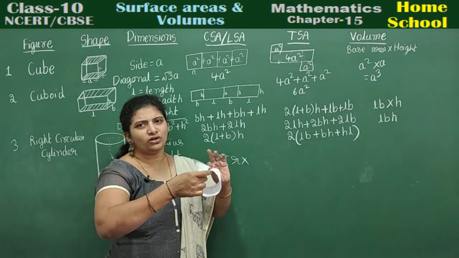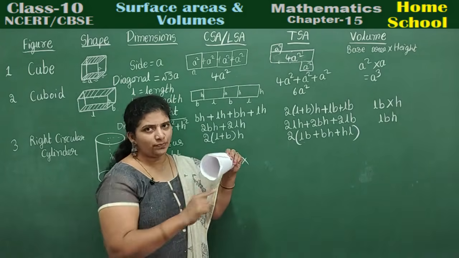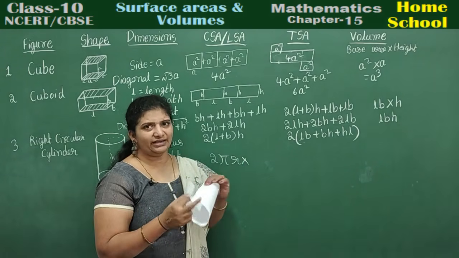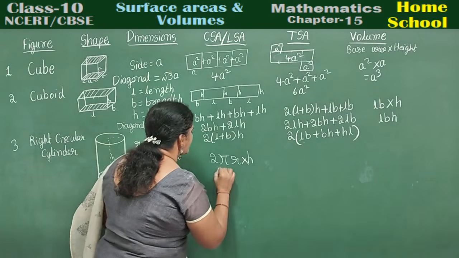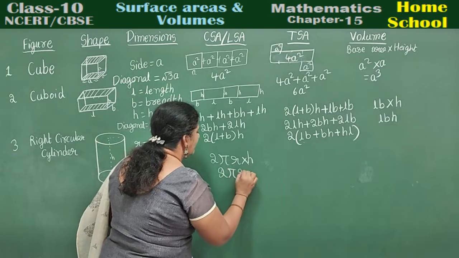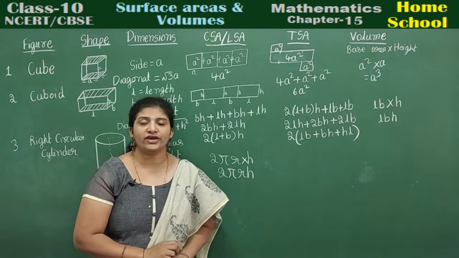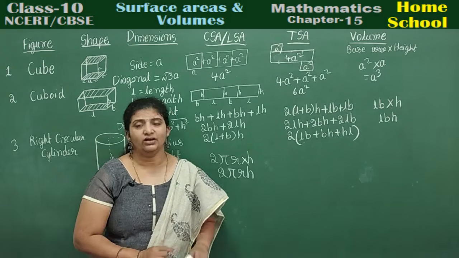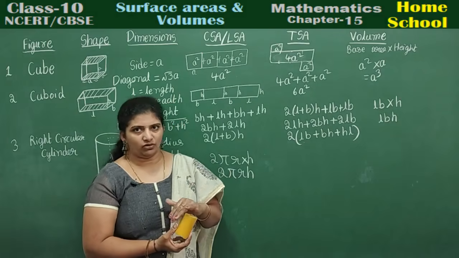Length, when I roll, becomes the circumference of a circle, 2 pi r. Breadth is height. That means 2 pi r into h. That will be 2 pi r h square units, the curved surface area of a right circular cylinder. When I talk about curved surface area, I want only this curve.